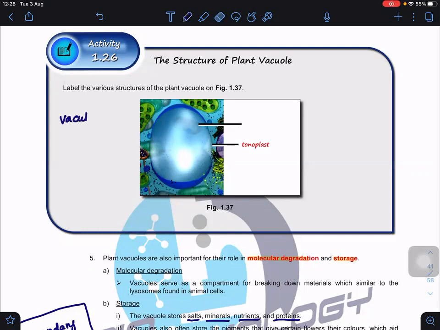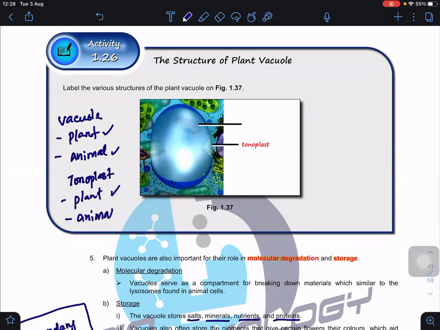you will talk about vacuole in general. So plant, yes. Animal cell, yes. But when we talk about tonoplast, then it is only in plant. But don't get the concept wrong. The vacuole of the animal also has a membrane, but we don't give it a special name called tonoplast, because tonoplast is only available for plant cells.